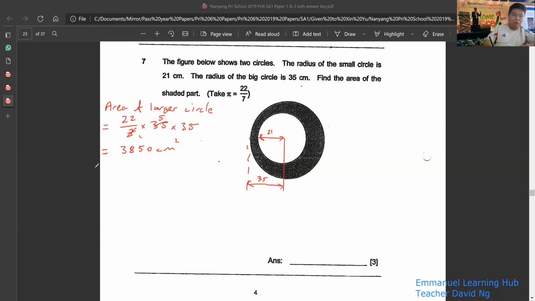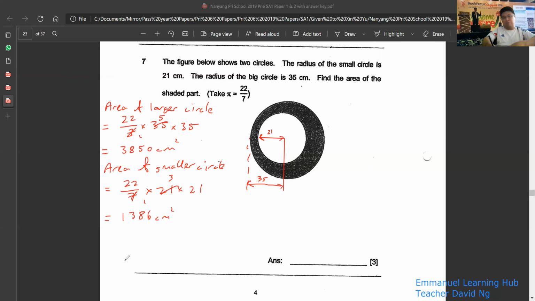Are you able to find area of the smaller circle? Yes, right? So area of the smaller circle is how to find? 22 over 7 times 21 times 21. Very good. Okay, 22 times 3 times 21. 1386.